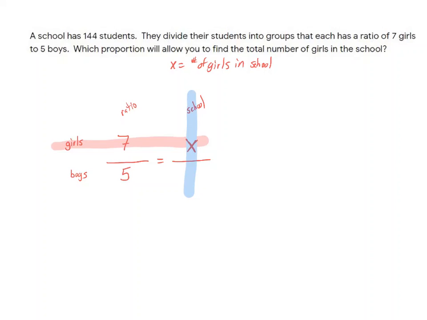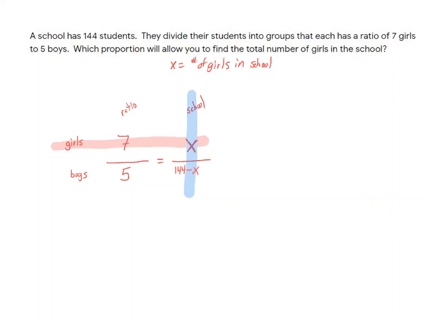Well, if there's 144 students and x of them are girls, then you should be able to say that 144 minus x is how many boys there are. 144 minus however many girls there are, that should tell you how many boys there are. And so this proportion should be the answer to your question. And I believe that was option number 5 on your review.